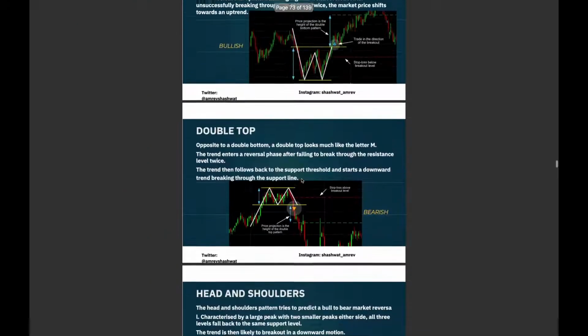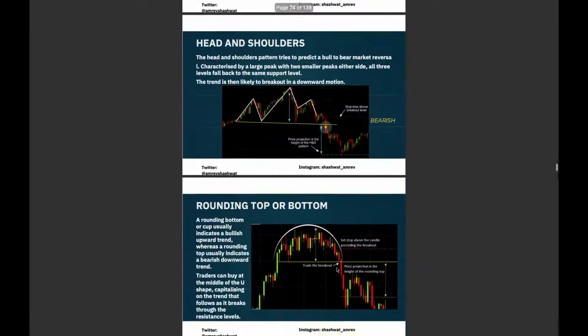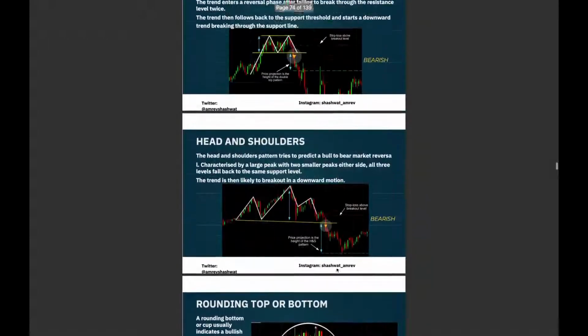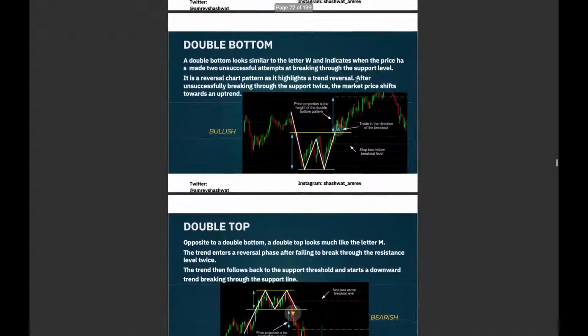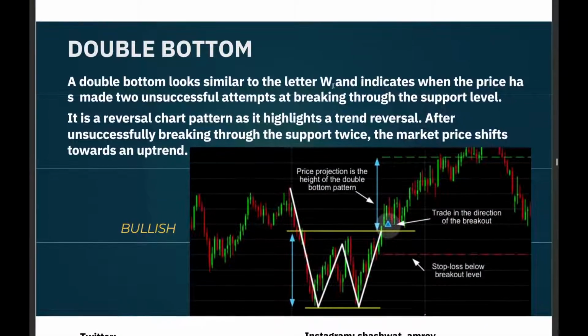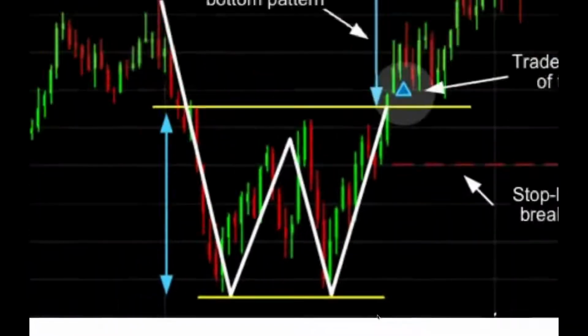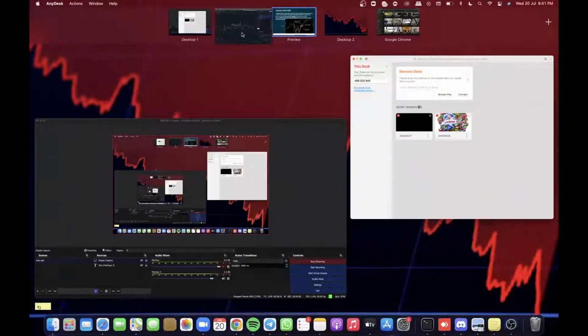So guys, this was head and shoulders. Now we are left with double bottom, double top, rounding bottom, cup and handle. Four more patterns. Let's go. What actually is a double bottom? So a double bottom is nothing but a W. Let's see a W.